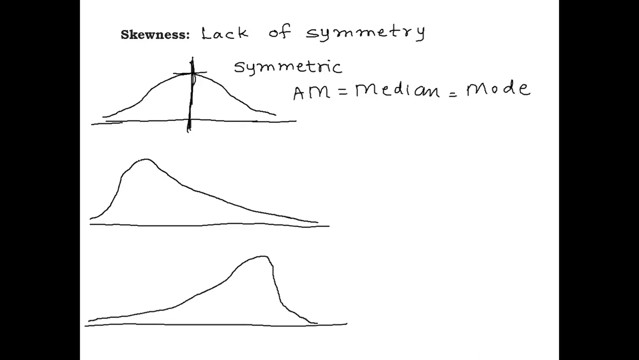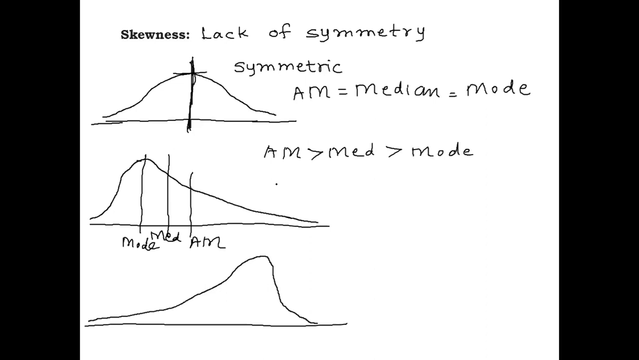Now, if we try to locate these for the second data, this will be the mode, the median will be somewhere here, and the arithmetic mean will be here. So here arithmetic mean is greater than median, and median is greater than mode. So this is positively skewed data. This is positive skewness.